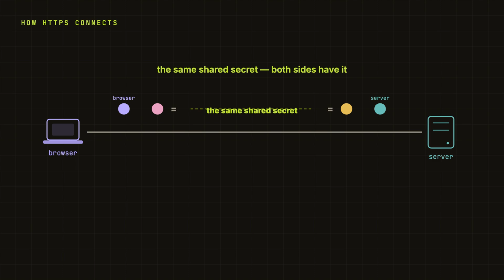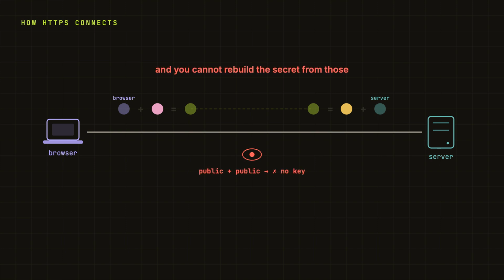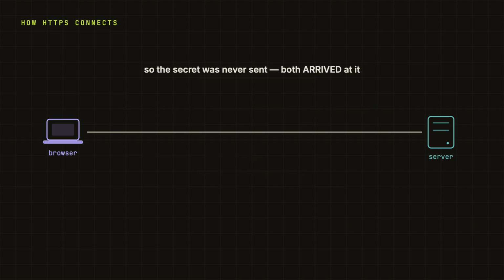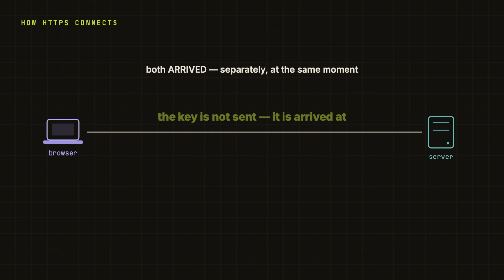This trick has a name, Diffie-Hellman. But you do not need the math, just the shape. Public halves cross, private halves stay home. And the eavesdropper on the pipe, all they ever saw across were the two public colors. And you cannot get back to the secret shade from just the public halves. You would need a private color, and those never left home. So the secret was never sent. Both sides arrived at it separately at the same moment. The key is not sent, it is arrived at.